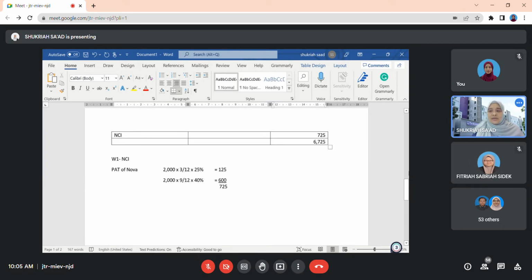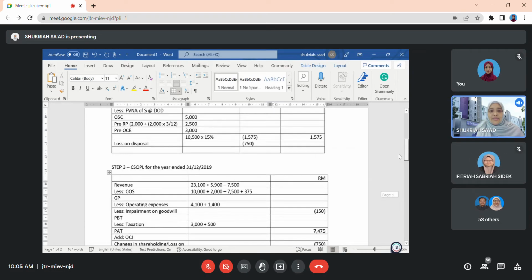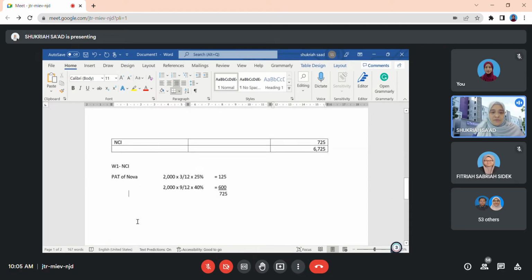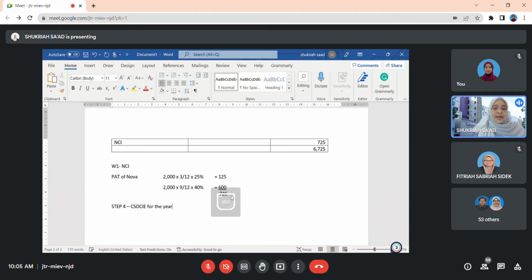So next, this is step number 3. Then we go to step number 4. Okay, step 4, we're going to prepare CSOCIE, sama juga, for the year ended 31st December 2019. So far okay ke kelas? Okay.